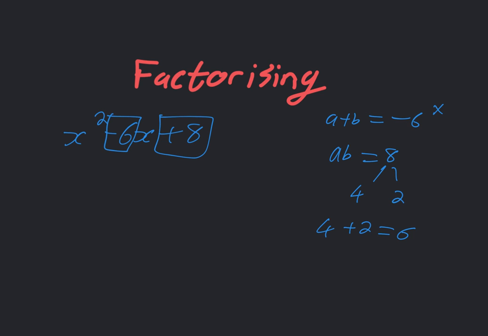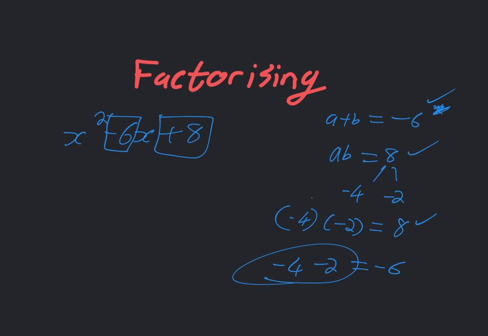So all we need to do is say negative 4 and negative 2. Because if you look at it, negative 4 times negative 2 will give us positive 8, so that works. And then if you look at negative 4 minus 2, that'll give us negative 6. So at this point we have both of our test cases passed. So negative 4 and negative 2 are our solutions for this one. And the way that we would write it is we would just say x minus 4 times x minus 2.